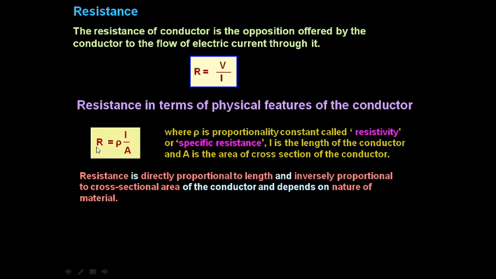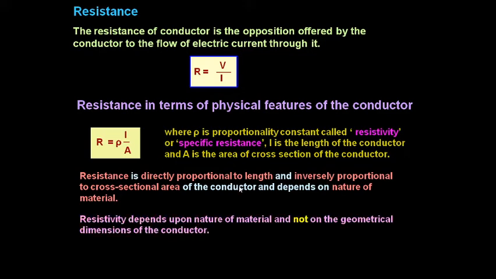It means the resistance of a conductor is directly proportional to length and inversely proportional to area of cross section. Third, it depends on the nature of the material, and fourth, it depends on the temperature of the conductor. So there are four factors on which resistance depends. Again I repeat: length, area, nature of material, and temperature.